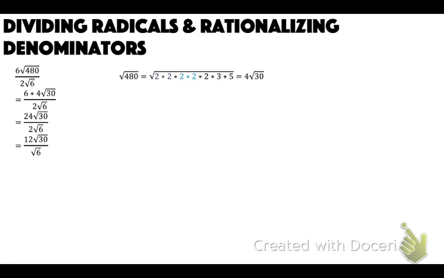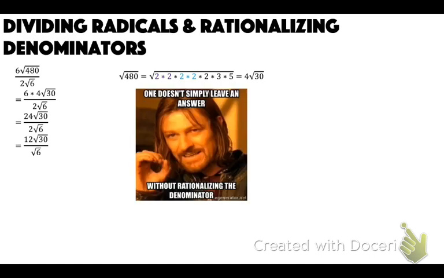Now, if I want to get rid of that square root of 6, one does not simply leave an answer without rationalizing the denominator. True. So I'm going to multiply by square root of 6 to top and bottom. So that's going to be 12 square roots of 180. And then 6 times 6 is 36. Well, that one was easy. That's just going to become 6. That's why we multiplied by the square root of 6.